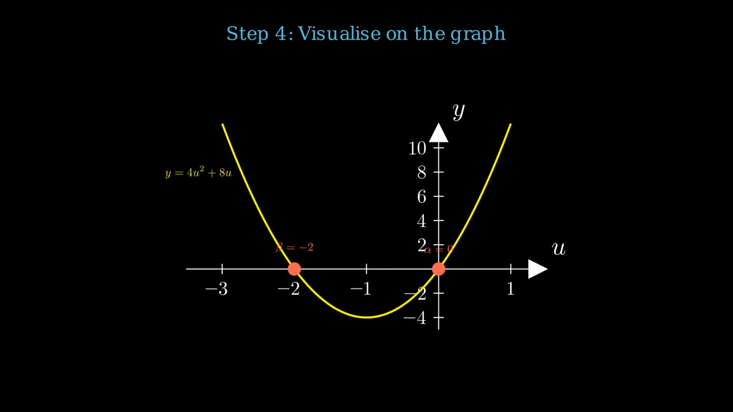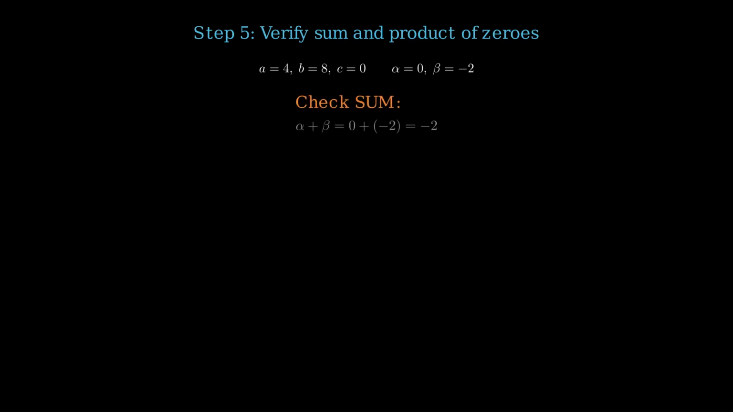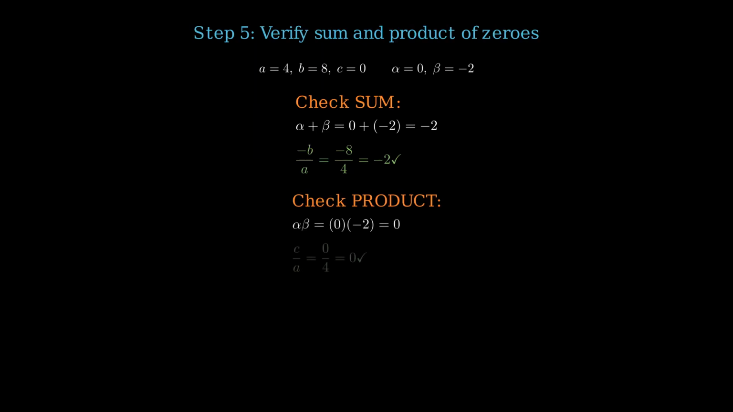Step 5. Verify. Sum of zeros, alpha plus beta equals 0 plus negative 2 equals negative 2. Negative b over a equals negative 8 over 4 equals negative 2. Sum is verified. Product of zeros, alpha times beta equals 0 times negative 2 equals 0. c over a equals 0 over 4 equals 0.